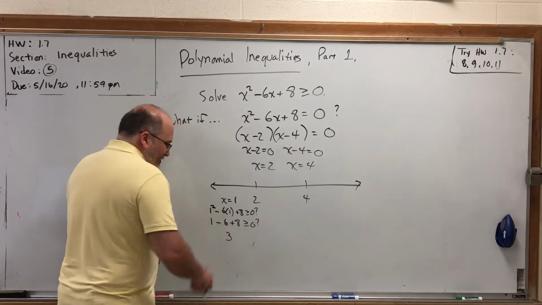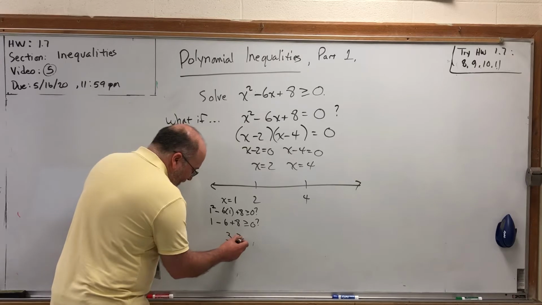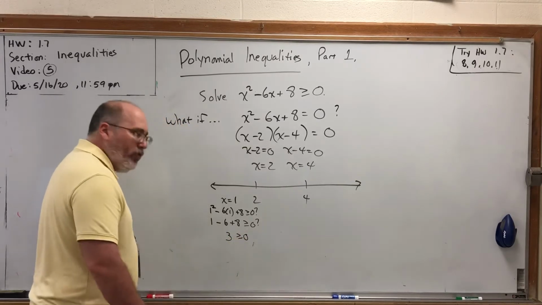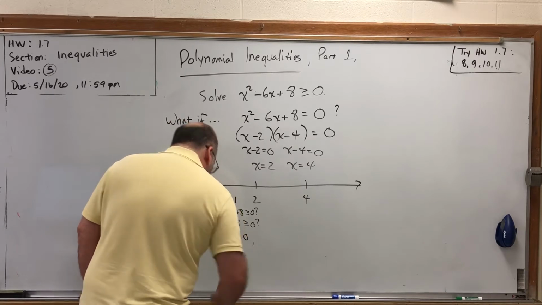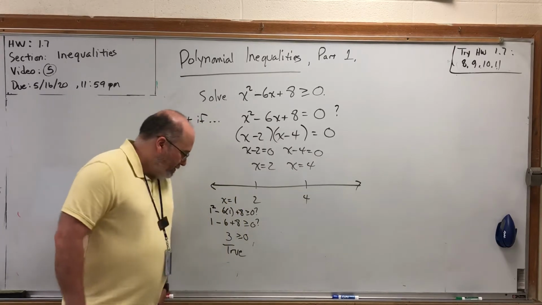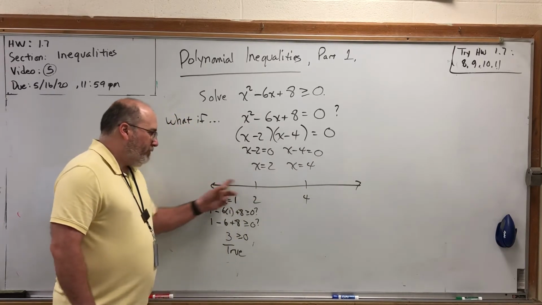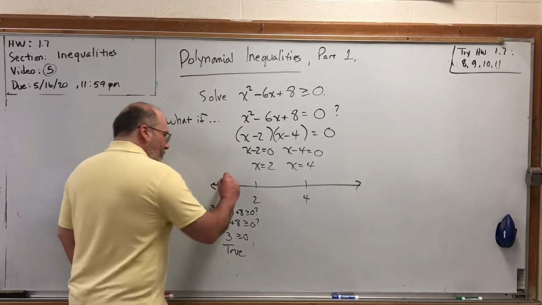1 minus 6 plus 8 is 3, and we're asking if that's greater than or equal to 0. True or false? That is true. 3 is greater than or equal to 0. So what does that mean? That means that every number to the left of 2 is a solution. So I'm going to put a check above there.